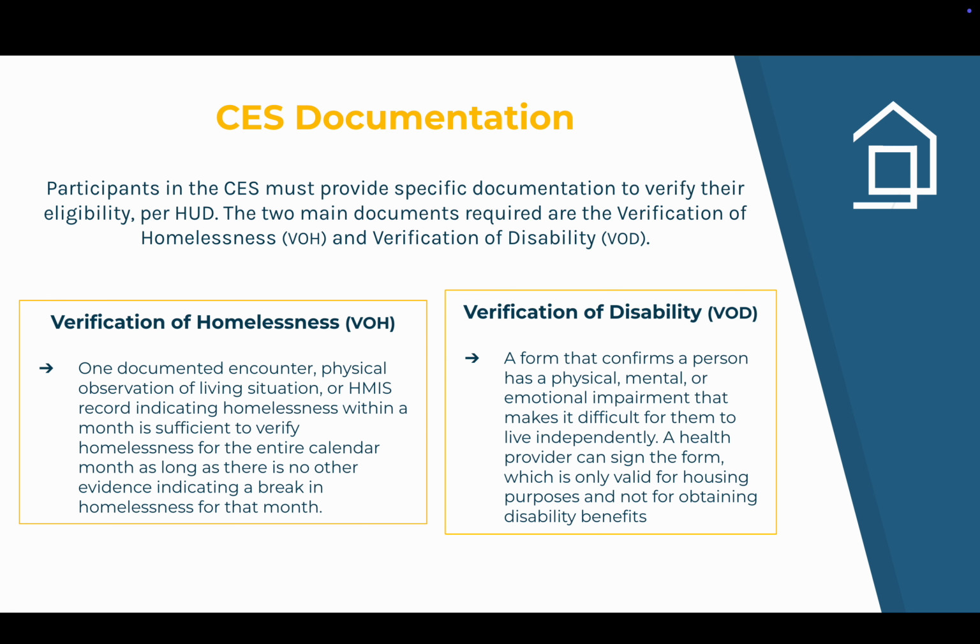is sufficient to verify homelessness for the entire calendar month, if there is no other evidence indicating a break in homelessness for that month. A VOD can be a form that confirms a person has a physical, mental, or emotional impairment that makes it difficult for them to live independently. A health provider can sign the form, which is only valid for housing purposes and not for obtaining disability benefits.